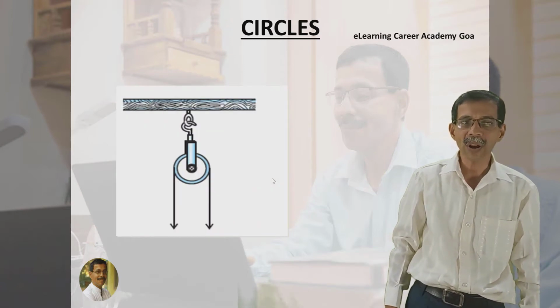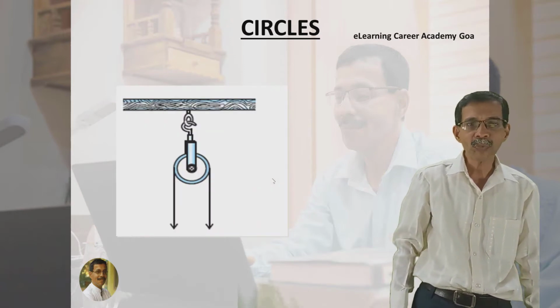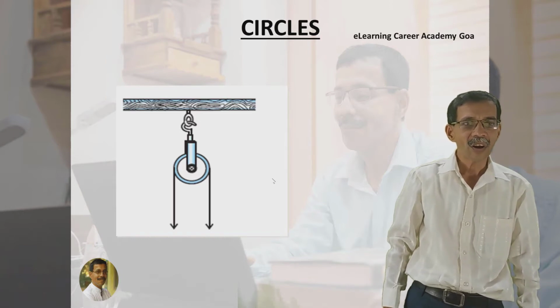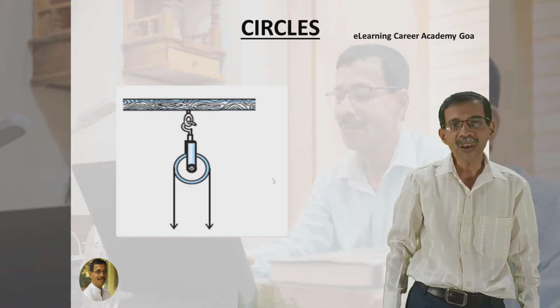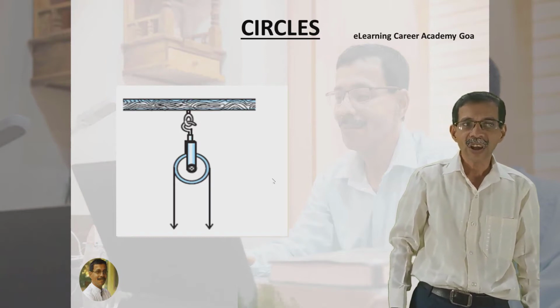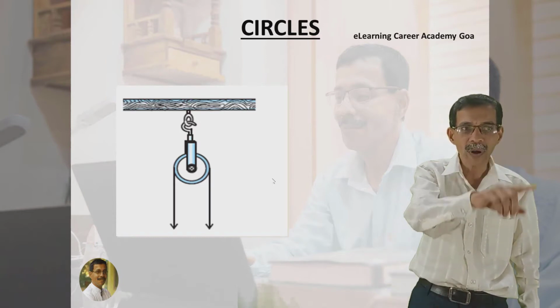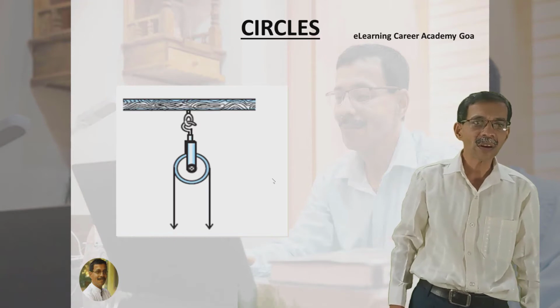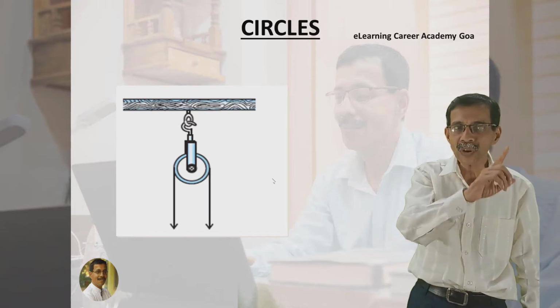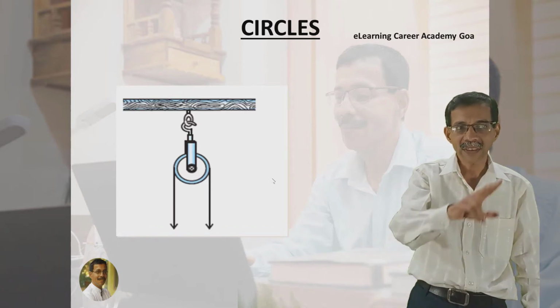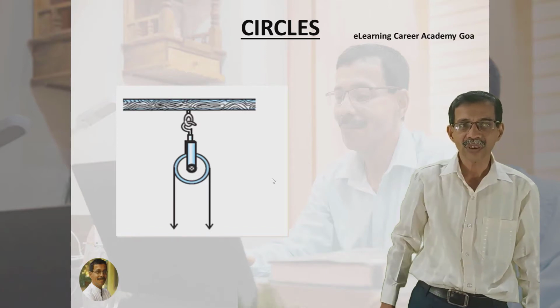This is an example of a pulley. Where do you see a pulley? A pulley is seen for drawing water from the well in villages. You see pulleys in industries also. This is a pulley with a rope. How many tangents are possible by this rope? There are 2 tangents possible, and these 2 tangents are shown here.